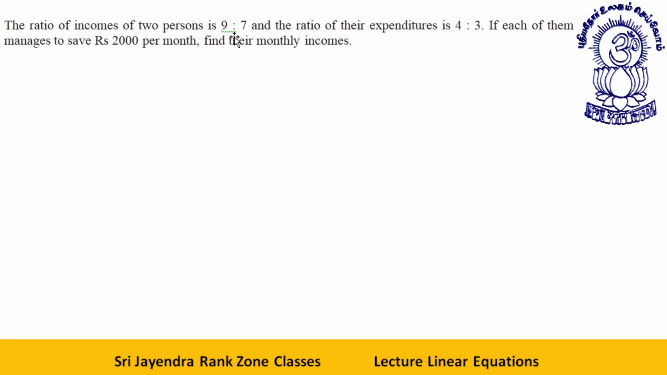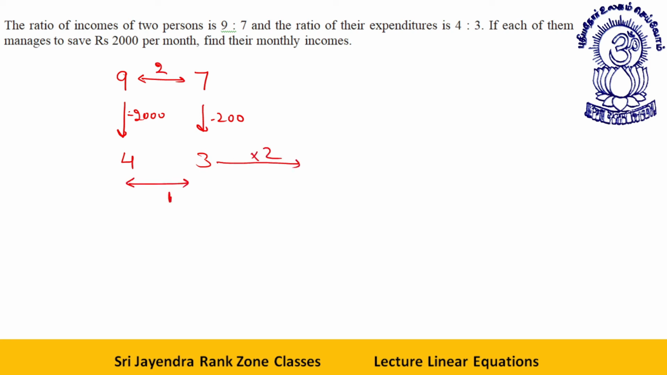See, the ratio of incomes is 9 is to 7. From this you subtract the expenditures. Expenditures are 4 is to 3. From here you are subtracting the same number, 2000. This gap is 2, this gap is 1. The best way is to multiply the whole of this by 2. What will you get? This becomes 8, this becomes 6.